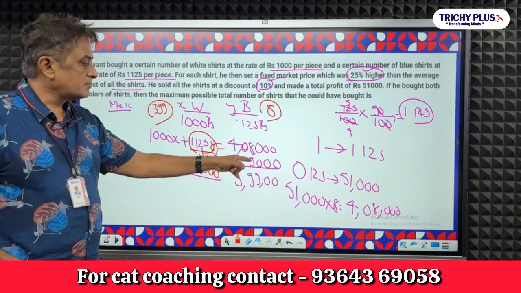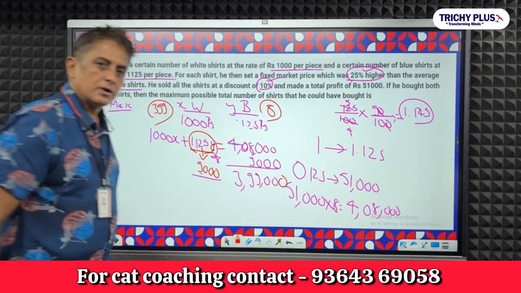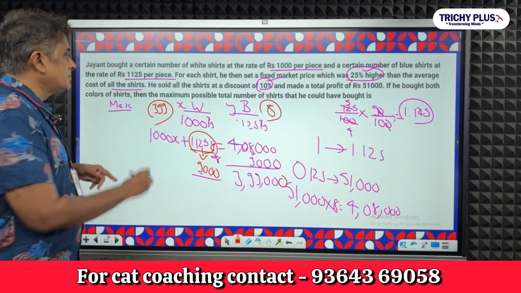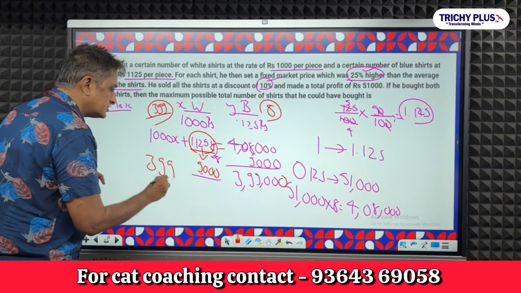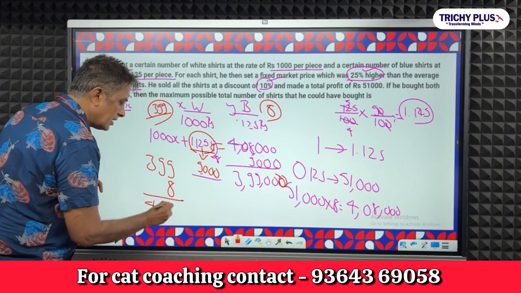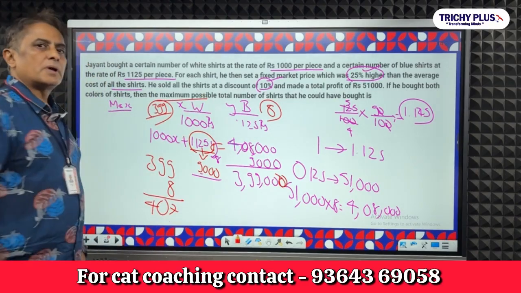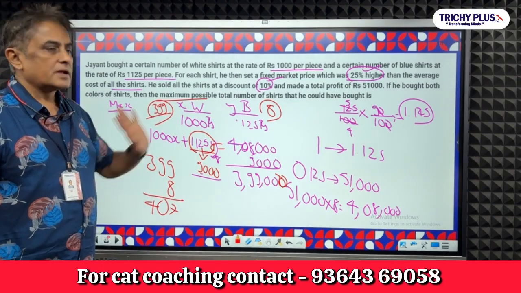So 9000 minus, you got 3,99,000. 3,99,000 divided by 1000, x will be equal to 399. So 399 white shirts plus 8 blue shirts, I buy 407 shirts. This is the maximum I can buy. Right? So you're getting a clear picture.